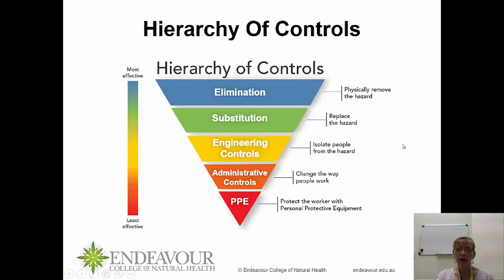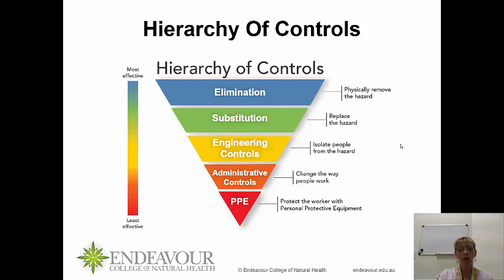So there's a little diagram here of the hierarchy of control. The most effective way when we're looking at risk management is to eliminate it, physically remove the hazard. Substitute is the next best thing. Can we replace that hazard with something else?